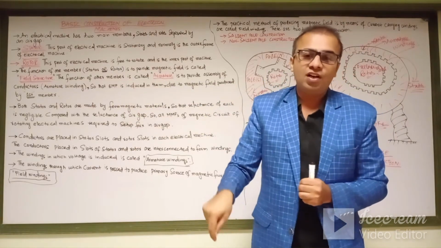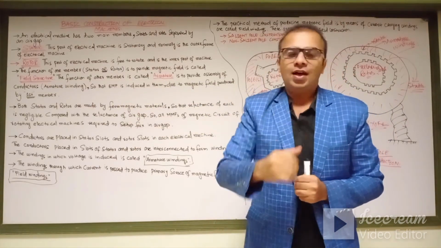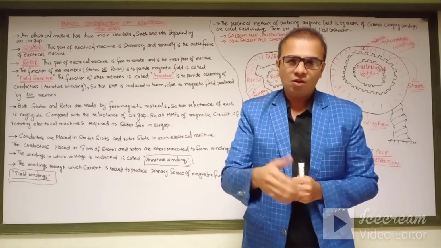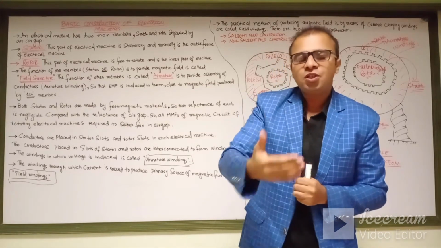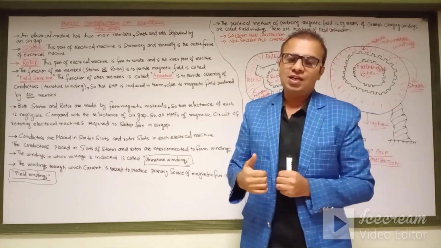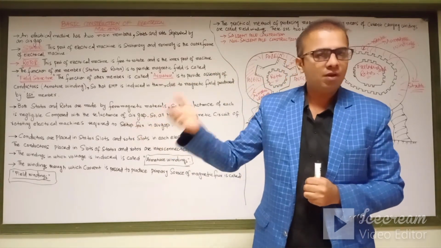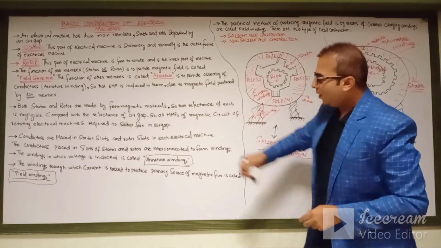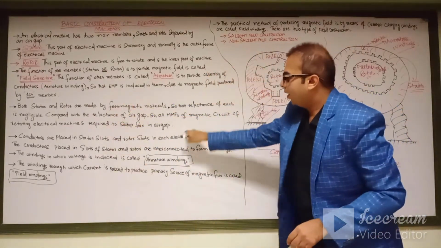So according to Faraday's law of electromagnetic induction, whenever a flux is linking with the coil and it changes, EMF is induced in the coil. So this is the function of the first member, the field structure, and the function of the second member, the armature member or the armature winding. Now, second point.